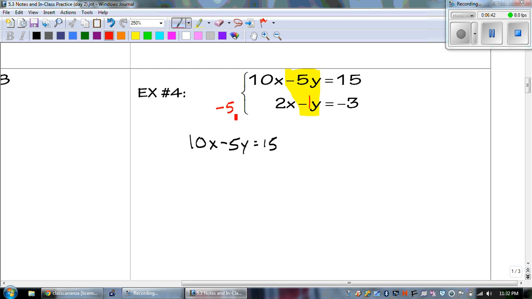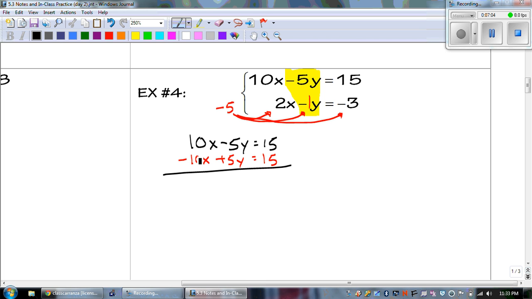And now let's multiply. Negative 5 times 2 gives us negative 10x. Negative 5 times negative y gives us a positive 5y. And negative 5 times negative 3 equals 15. And you see we have to be careful with our signs right there.